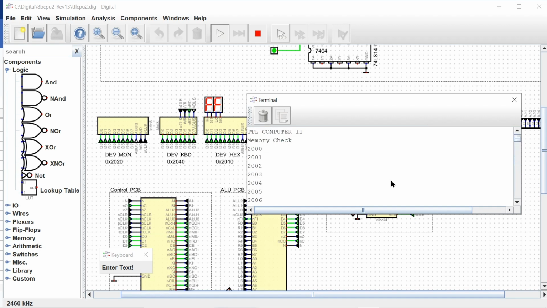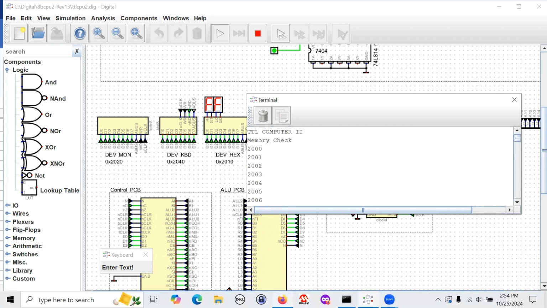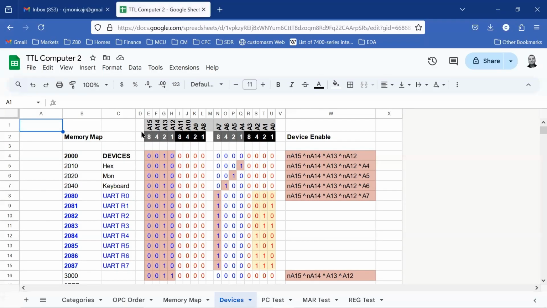So again, this was a look at the details of our device decode logic, specifically for the serial UART that we're going to be adding. To accommodate this, and the use of the low order bits 0, 1, and 2 as the address bits for the serial UART, we had to shift up what we had been using as the lower nibble to the upper nibble for our devices. So our devices are now going to be 2010, 2020, 2040, and 2080 for our serial UART.